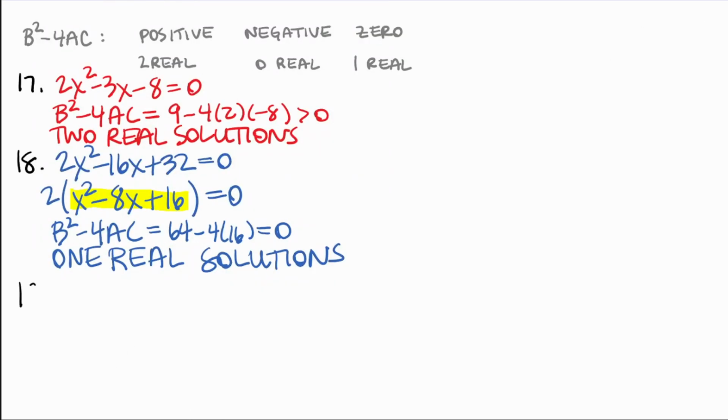Number 19 is going to be another case if I didn't catch this one when I was making the homework, but that's all right. I'm not scared. 3.2x squared minus 8.5x equals negative 1.3. So I'm going to add 1.3 to both sides, set it equal to 0, and I'll analyze the discriminant.